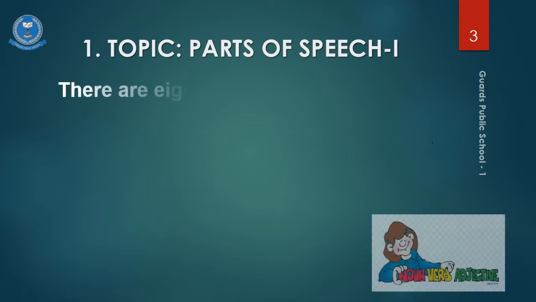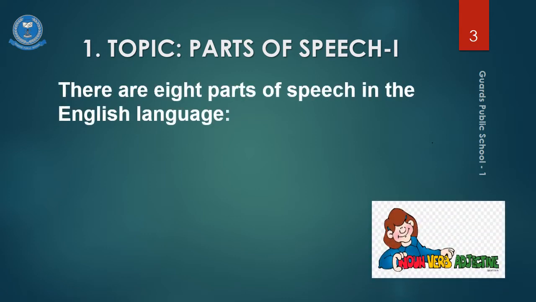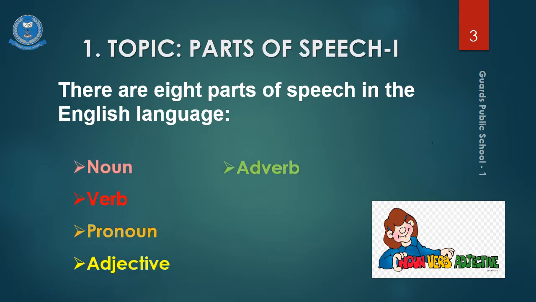There are 8 parts of speech in the English language. They are noun, verb, pronoun, adjective, adverb, preposition, conjunction, interjection.